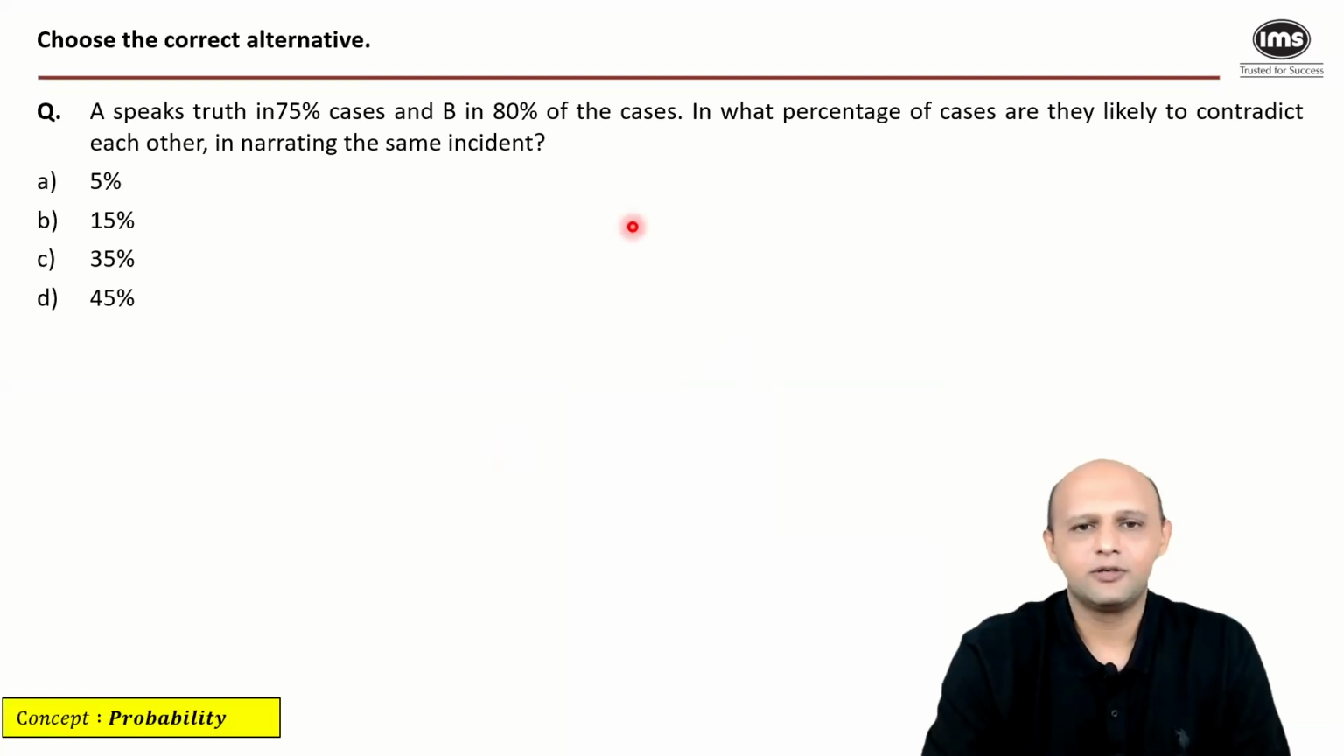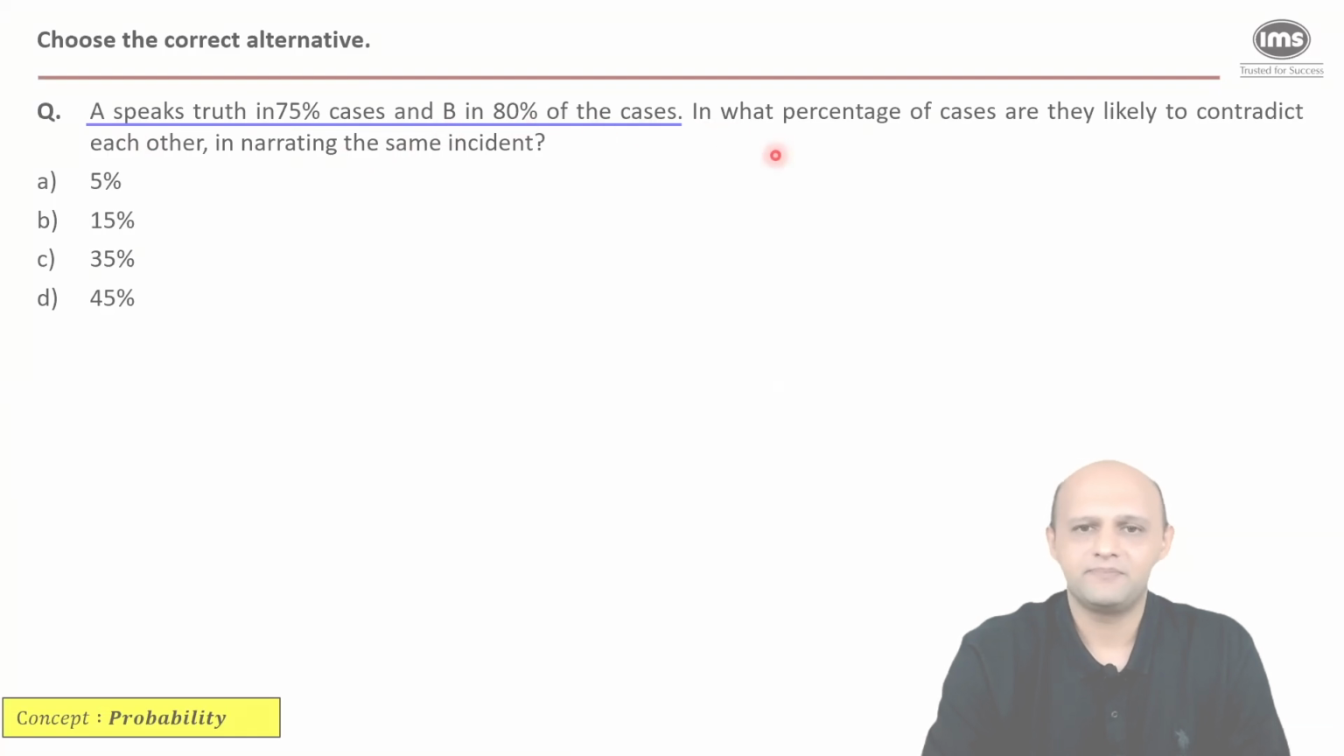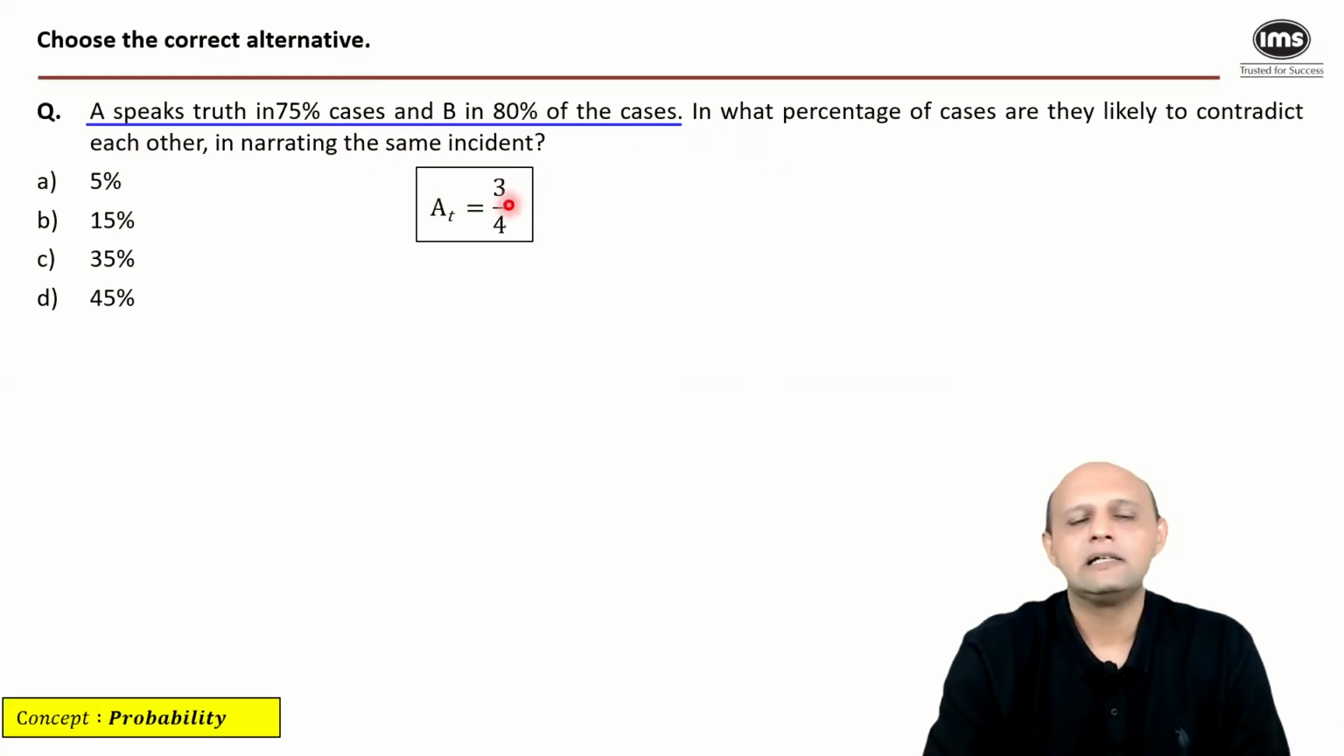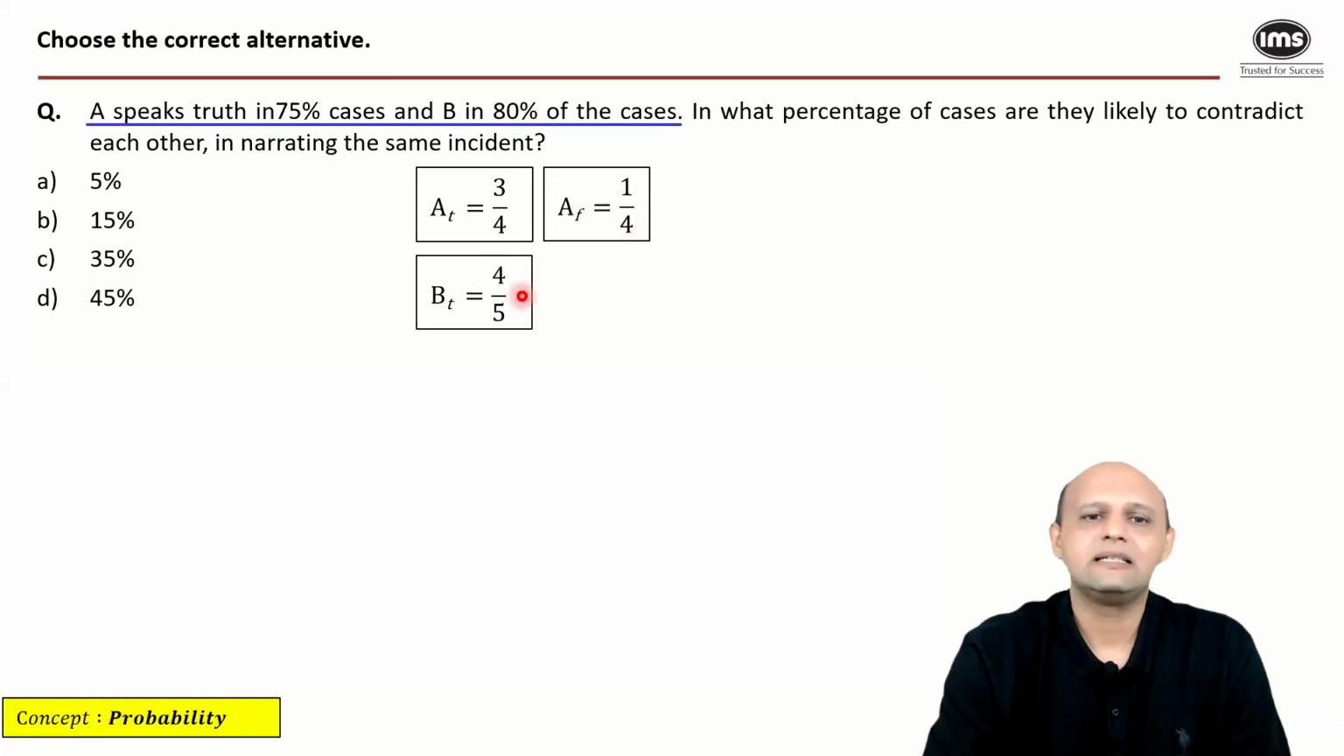A question clearly on probability, if you read it carefully. What does it say? A speaks truth in 75% of the cases and B in 80% of them. If A speaks truth 3/4 of the times, he's lying on 1 out of every 4 instances. And if B is speaking truth in 4 out of every 5 instances, he would lie in 1 out of every 5 of those instances. Okay, so this is the setup.